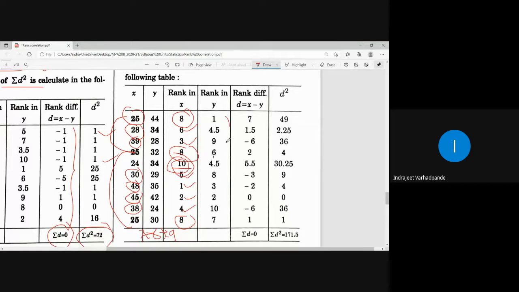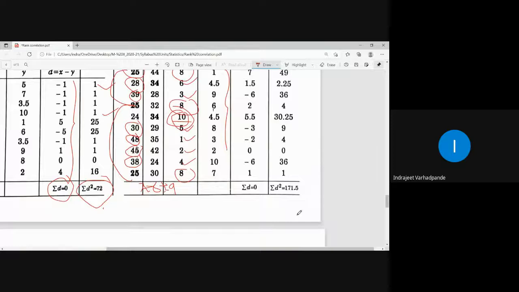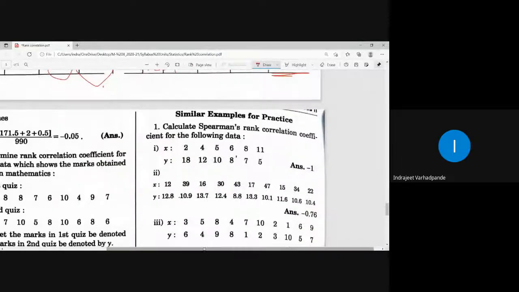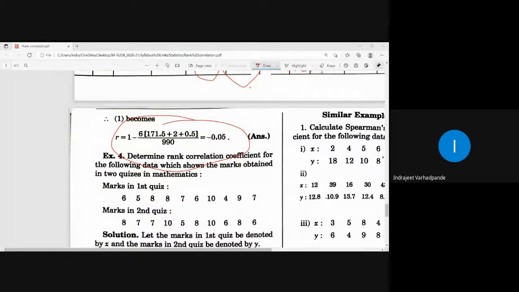Similarly, in the column of Y, take the difference, do the square, take summation of d square. Accordingly, in the formula, put the values. We will be getting the answer as minus 0.05. So the rank correlation here comes out to be minus 0.05. So this is all regarding the rank correlation coefficient when the ranks are repeated and when the ranks are not repeated.